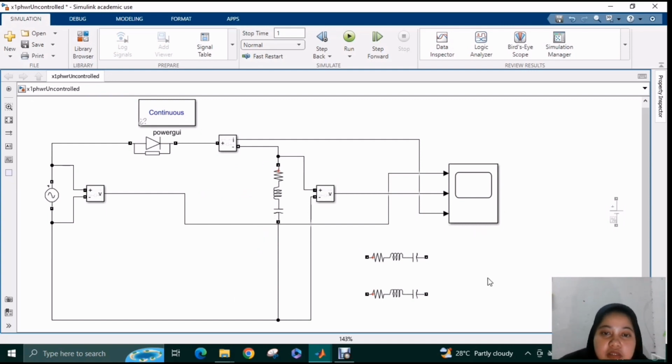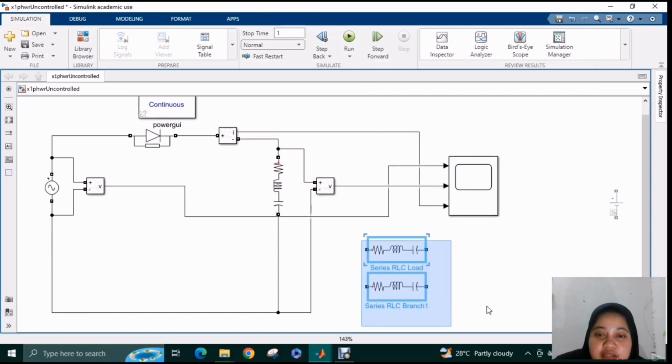Here I use the RLC branch. Why do I use the RLC branch? Because there are two options, the RLC load and the RLC branch, both for single phase. The RLC load is based on the power rating of the device. So let's see the difference between load and branch.